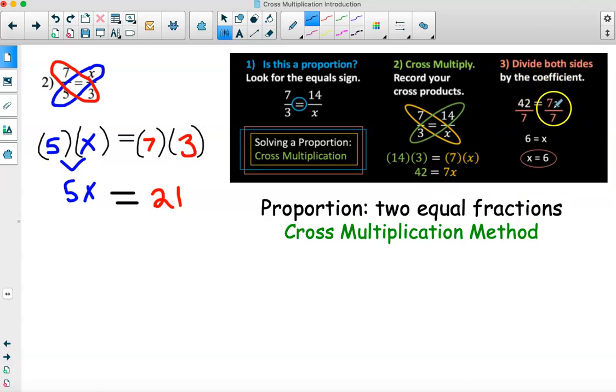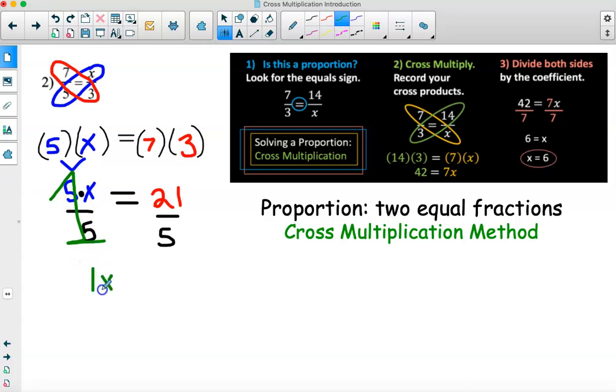Divide both sides by the coefficient. The coefficient is the number in front of the x. It's the number being multiplied by the variable. So the number that we're going to divide each side by is 5. 5 divided by 5 is equal to 1.